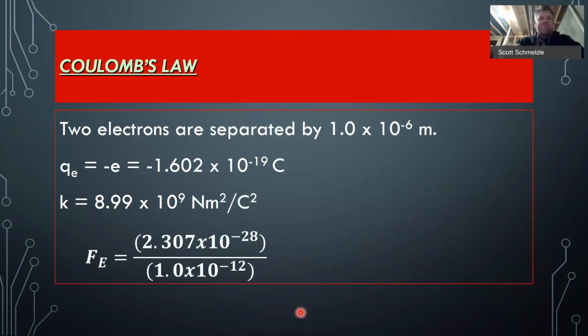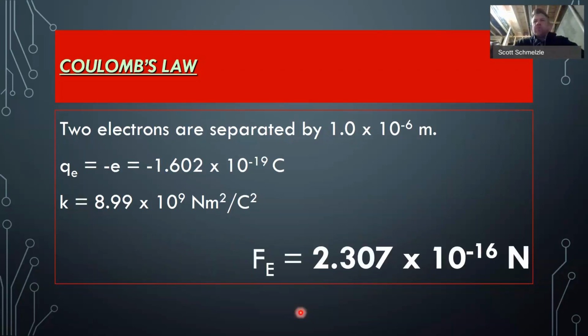But anyway, then we take the 2.307 times 10 to the negative 28th, and we divide it by the 1 times 10 to the negative 4th. Now, for this one, when you're dividing by the bottom bit, make sure, please, you're using parentheses. Otherwise, it's going to completely be a mess for you. Once we do that, we see that our force is 2.307 times 10 to the negative 16 newtons. Now, in your calculator, it's going to say 2.307 E negative 16. Just make sure we translate that for ourselves.